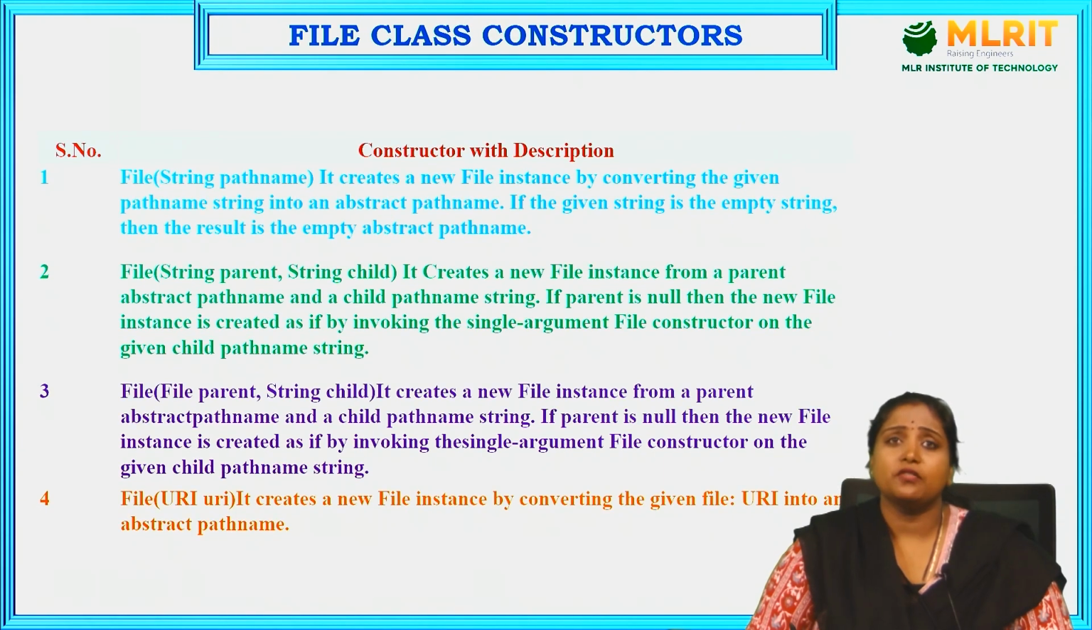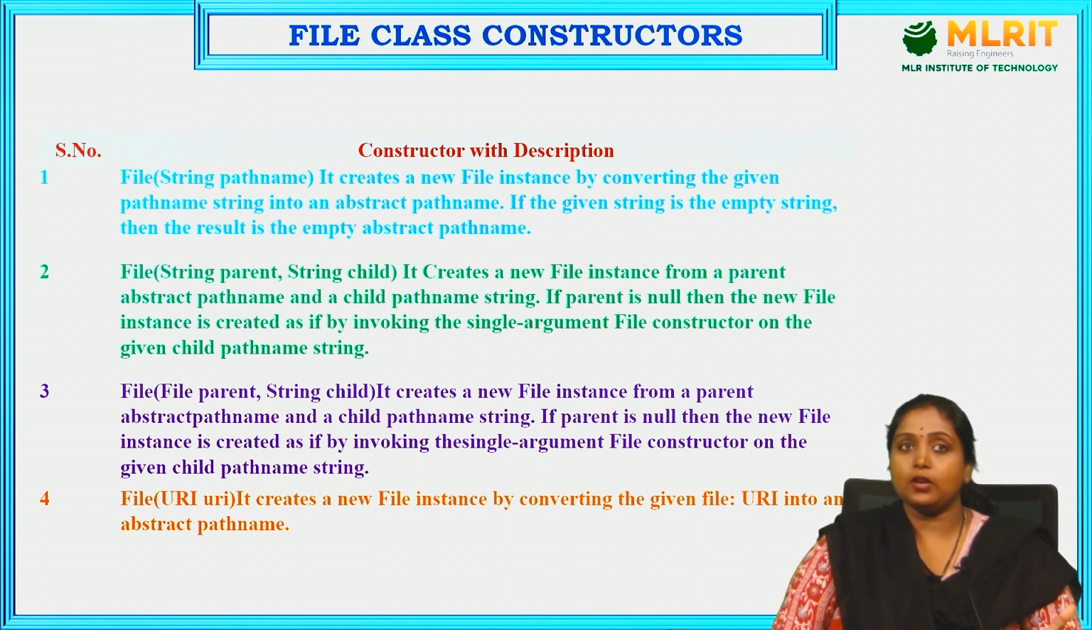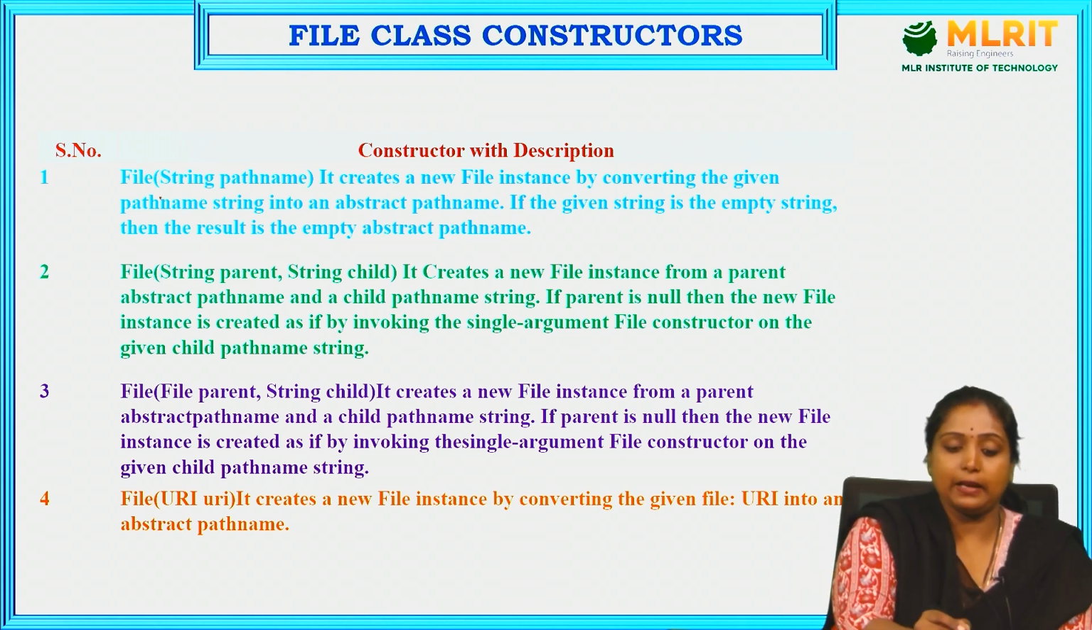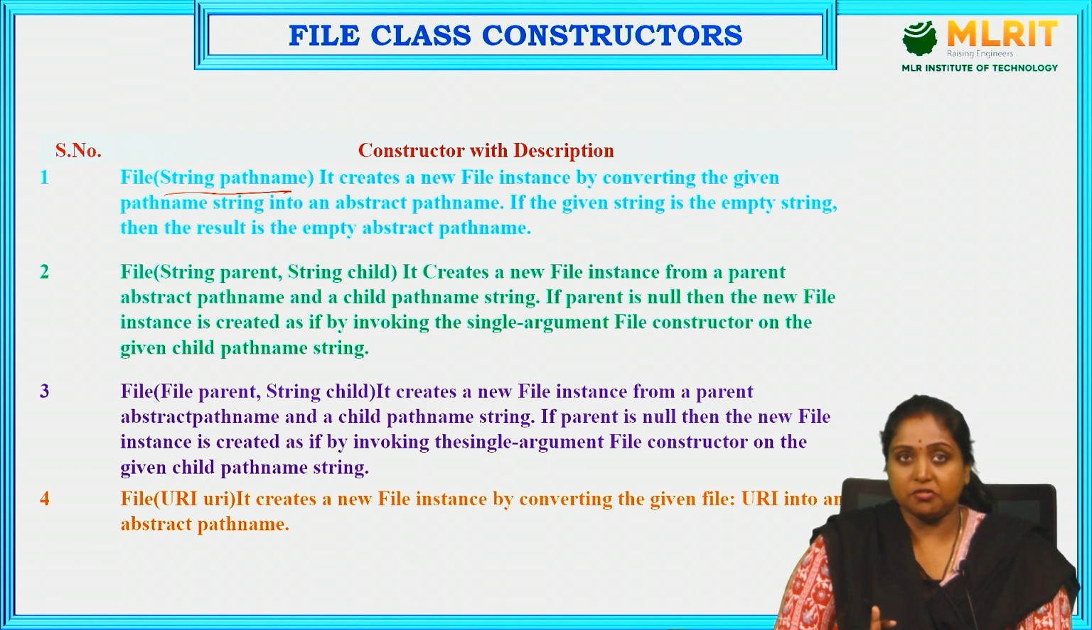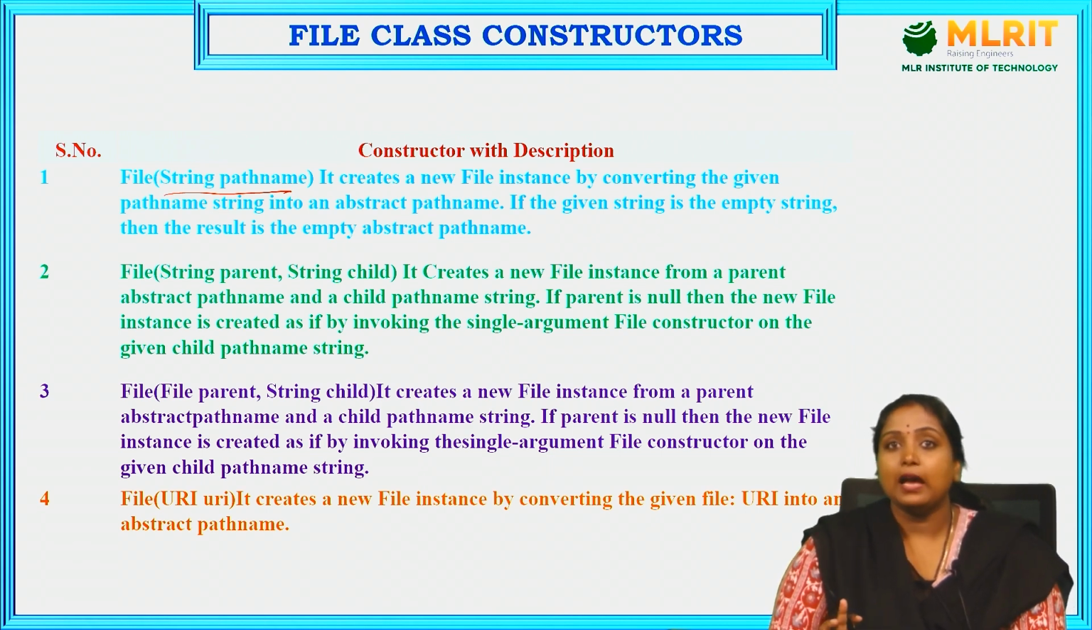So coming to file class constructors. As it is a class, it needs a constructor. The automatic default constructor is not available for the file; you have to give a parameter to the constructor. File with the parameter string pathname creates a file instance by converting the given path string name into an abstract path name, and if the string is empty, that results in an empty abstract path name. So you have to give the path name of a file.